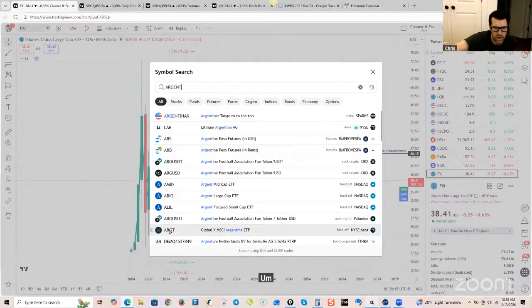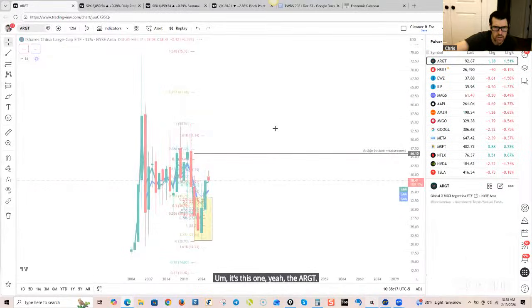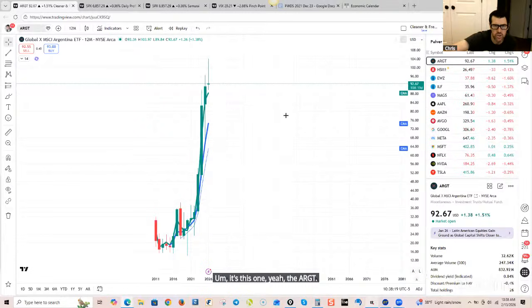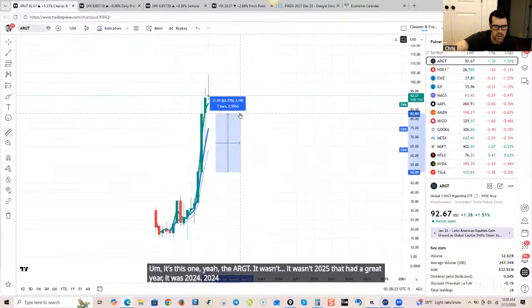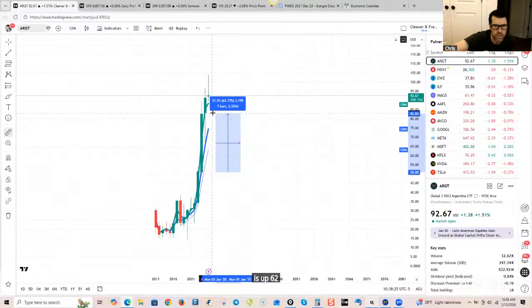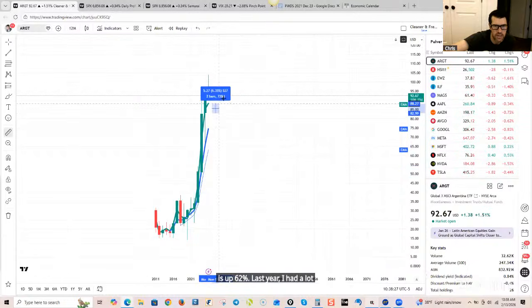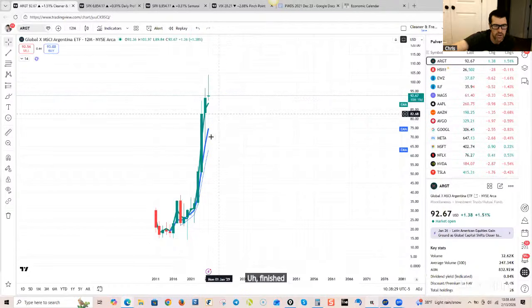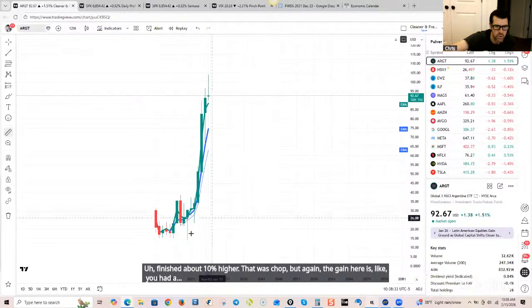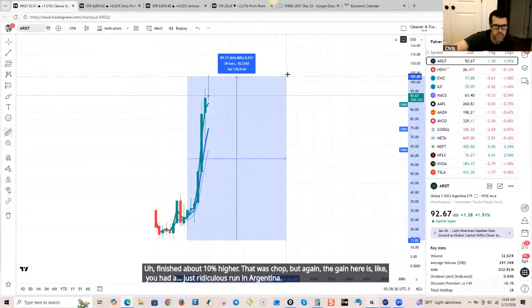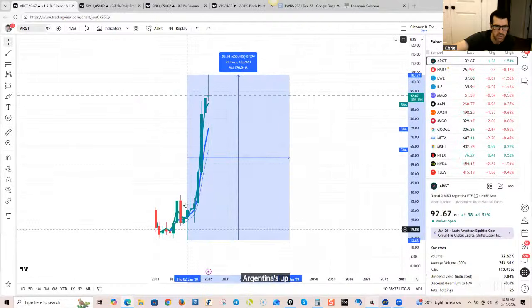Argentina. It's this one, the ARGT. It wasn't 2025 that it had a great year. It was 2024. 2024 was insane. It was up 62%. Last year it had a lot of volatility, but still came back nicely. Finished about 10% higher. That was chop. But again, you had a just ridiculous run in Argentina. Argentina is up 650% since COVID.